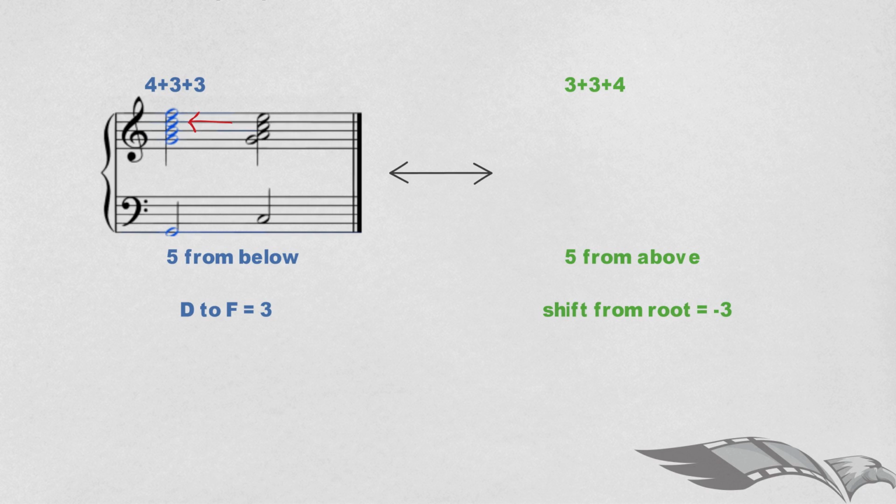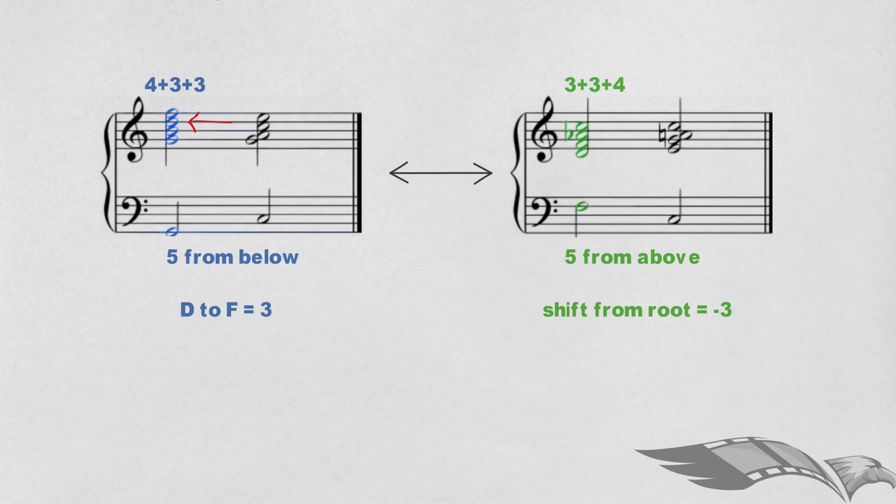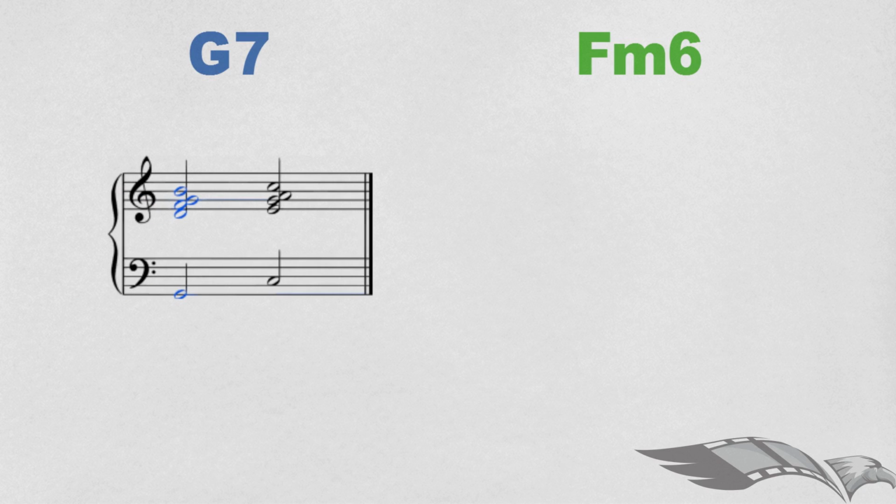And as expected, G dominant 7 becomes F minor 6 in the negative world. And just for the fun of it, let's do the same thing but change the original position of the dominant structure.